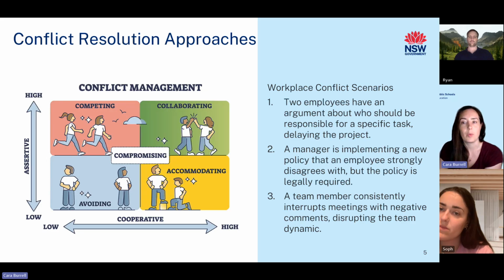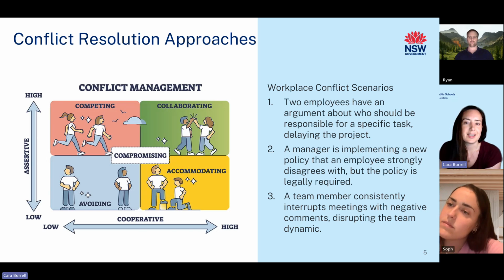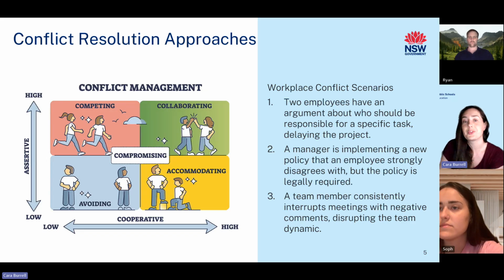And lastly, we have compromising. This involves both parties giving up something to reach a middle ground. It can be useful when a quick resolution is needed, but neither side gets everything they want. So let's explore these approaches further by applying them to some real-world scenarios. I want you to consider this scenario. 2 employees have an argument about who should be responsible for a specific task, which delays the project. What type of approach would you suggest in this situation?